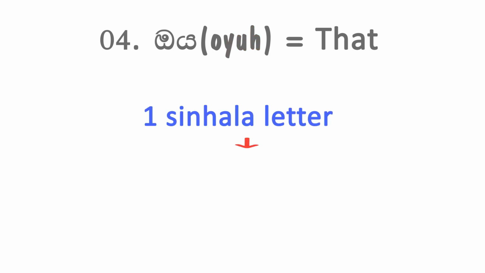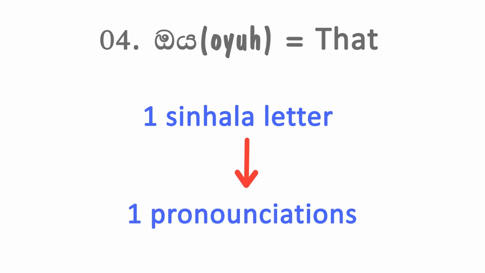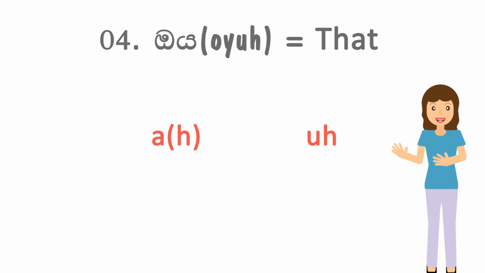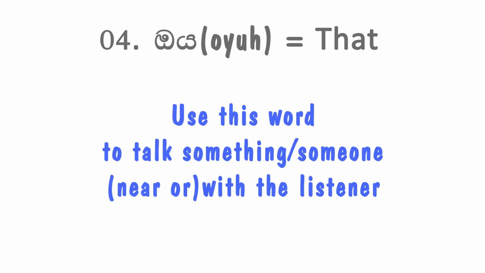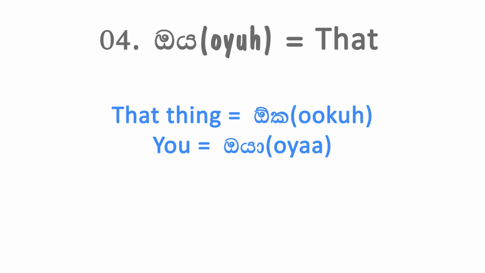Normally, one single letter has only one way to pronounce it, but it changes a bit with this sound. And is written the same way, so you have to know whether it's sound or sound. Oyuh means that when that thing is with the listener. If you want to say that thing, you can change this word to oka.